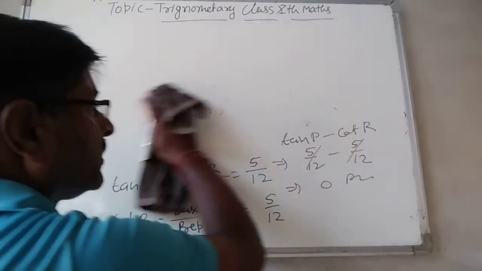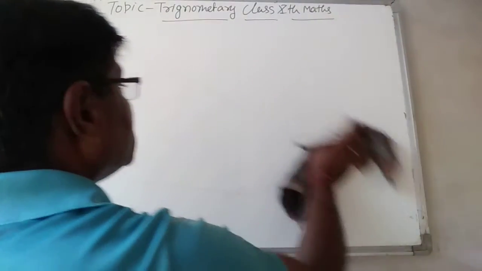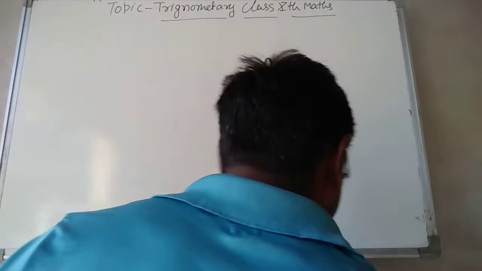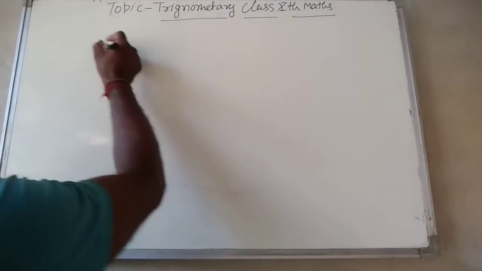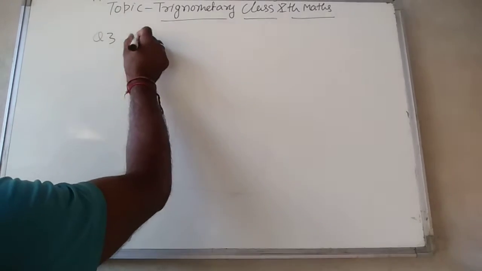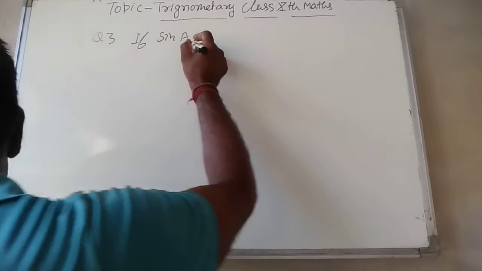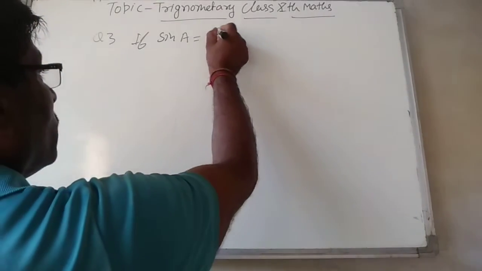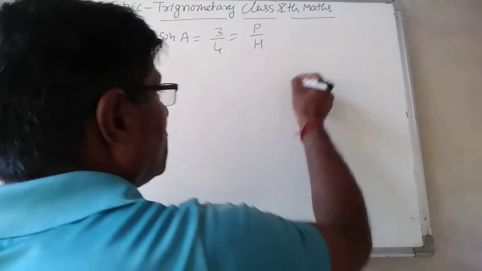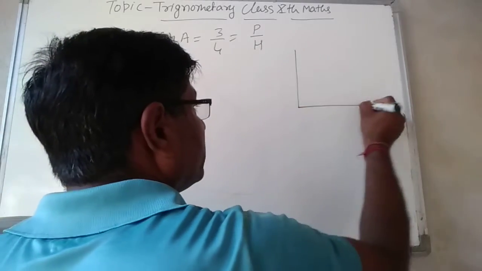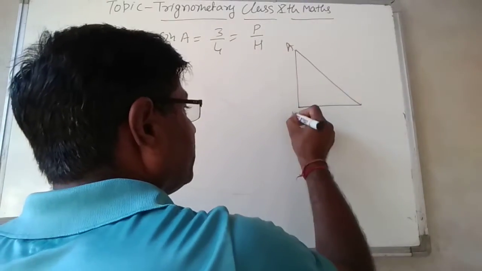What can he give? He can give the ratio of any trigonometrical ratios. These 6 ratios are known as the trigonometrical ratios. So in this question, it is given that sin A is equal to 3 by 4. You know sine is perpendicular upon hypotenuse. So draw a right triangle. You can give any name to this triangle, ABC.